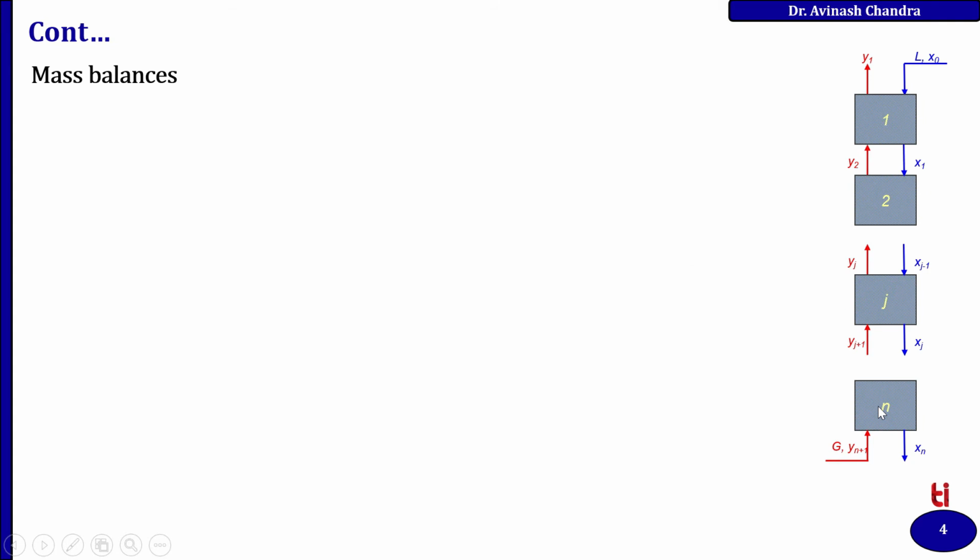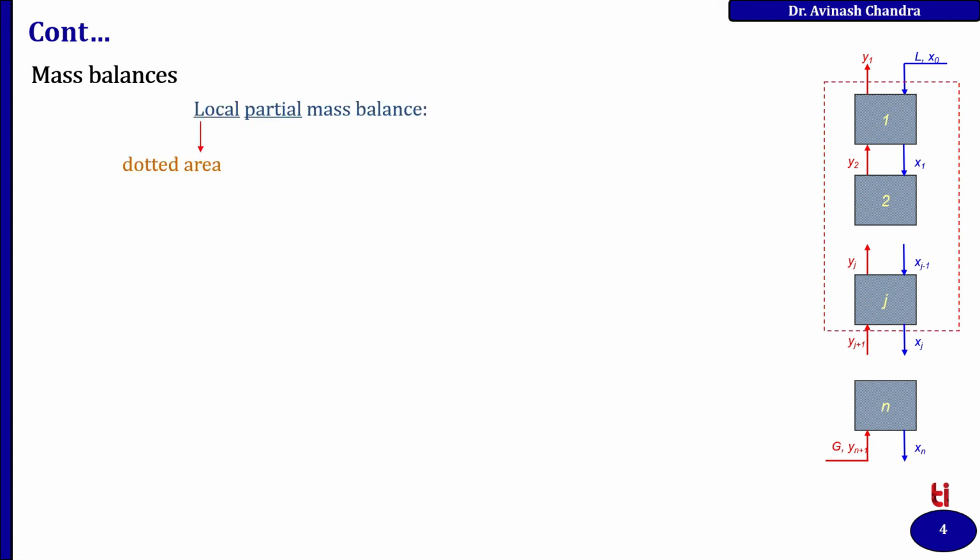Mass balance. So the local partial mass balance for the envelope 1 enclosed by this dotted area, and the partial balance for the solute: G y(j+1) plus L x0 equals G y1 plus L xj, considering that j is the number of stages.